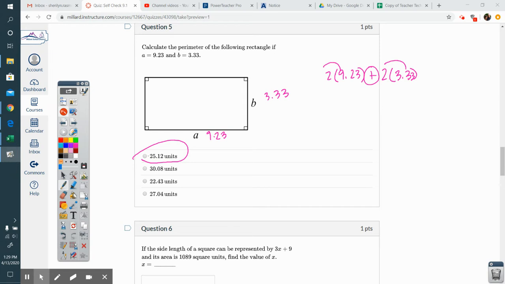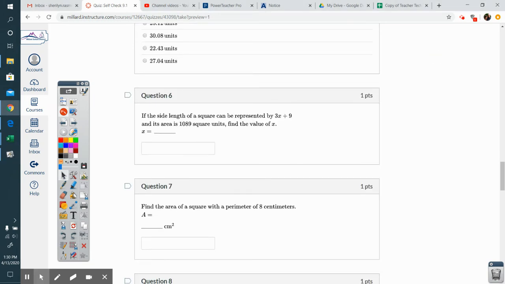Now, if I just added, I followed this formula here. If I just added 9.23 plus 3.33 plus 9.23 plus 3.33, that answer is also 25.12. So keep in mind, if you are more comfortable with just adding all of the sides, go ahead and do it. Whatever is easiest for you, both will give you the same answer. All right, moving on to number 6.